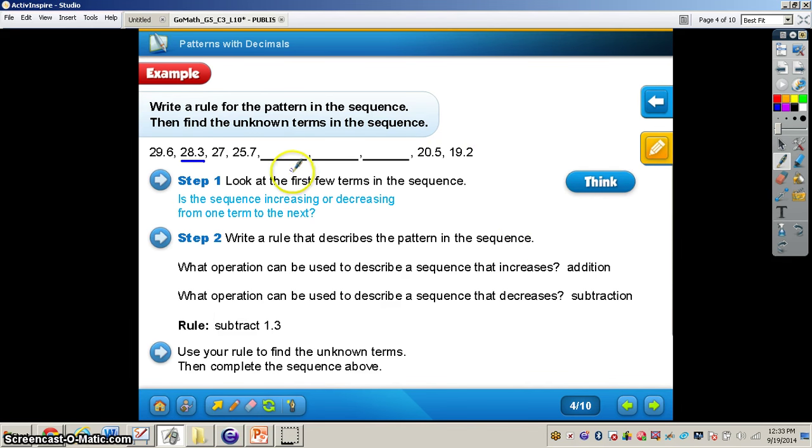We subtract those two decimals, and that gives us 24. Whoops, let me erase that really quick. 24 and 4/10. We take 24 and 4/10, subtract 1 and 3/10. That gives us 23 and 1/10. And then finally 23 and 1/10 minus 1 and 3/10, following our rule, is 21 and 8/10.